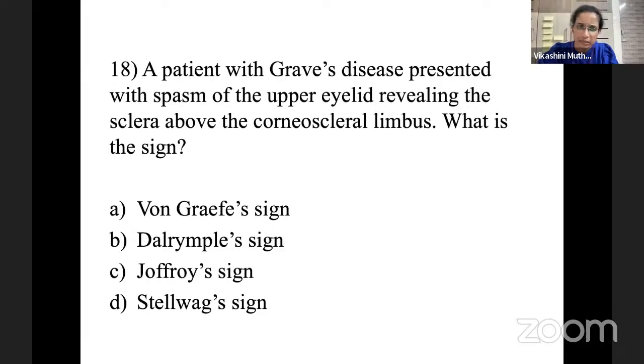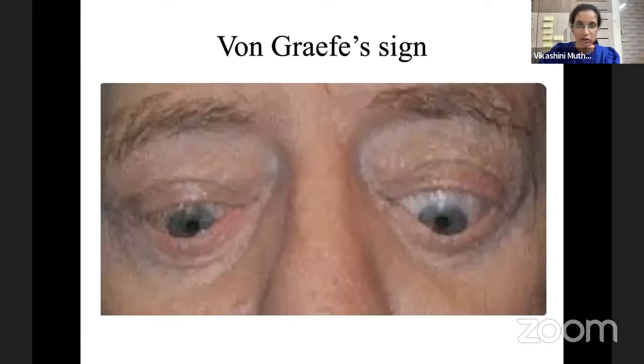Yeah. Coming back to the question, with the spasm of the upper eyelid, exposing the upper limbus, what is the sign? It's Dalrymple sign. Now, what is von Graefe sign? I already discussed. So, lid lag, that is the upper eyelid not following the eyeball.